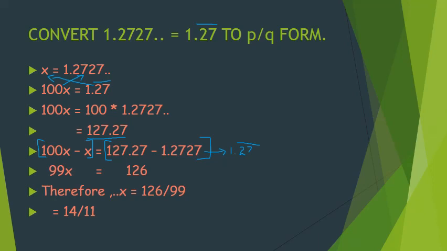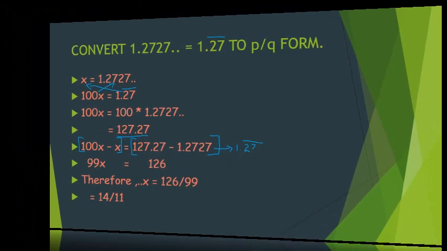Now, since we have learned how to convert any repeating decimal to its p by q form, like we have learned to convert using 10x if there is one number which gets repeated after the decimal point, we know how to convert it to p by q form. If there are two numbers which get repeated after the decimal point, we know how to convert it to p by q form.